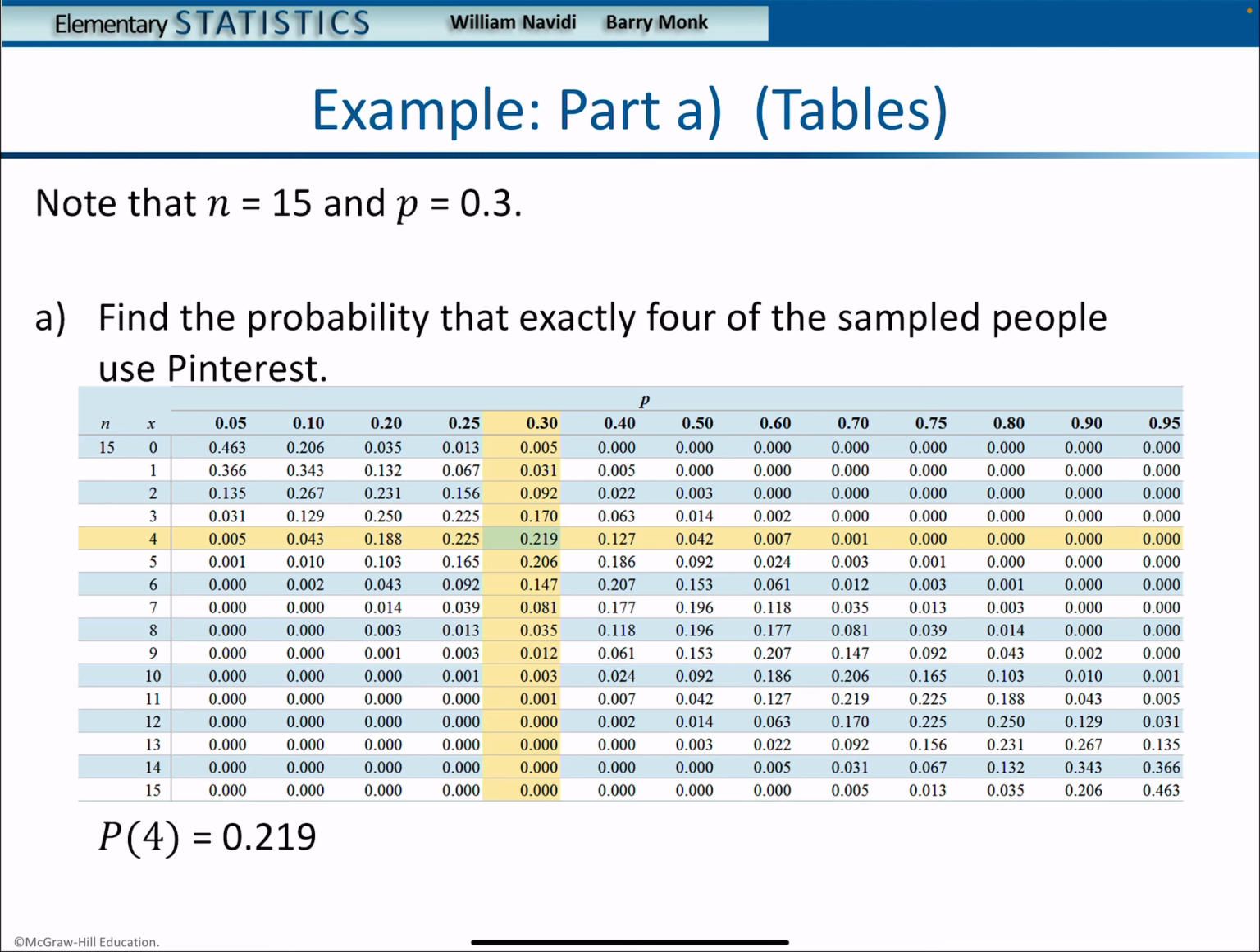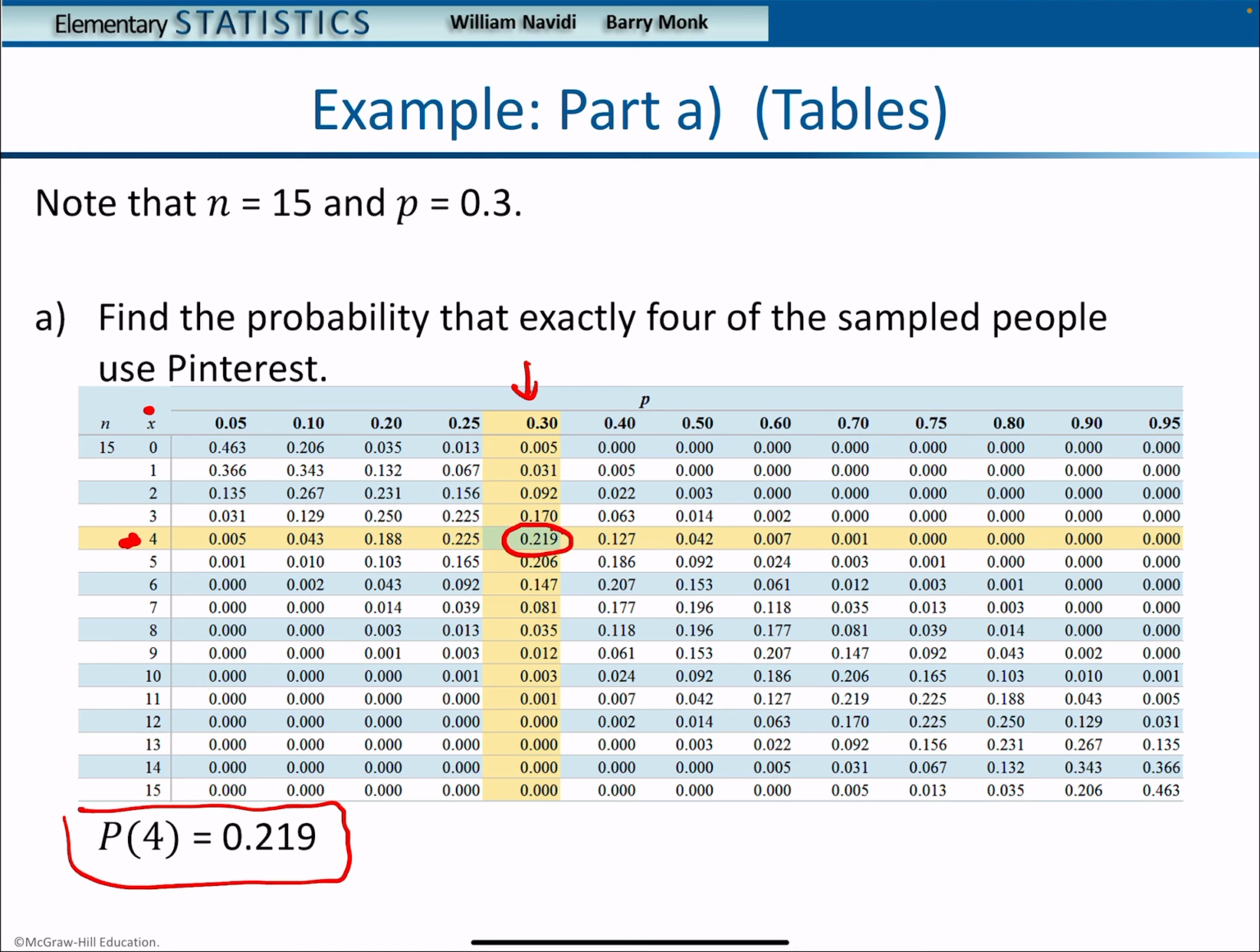If you want to find the probability, the table is here. We have n = 15, and here's the number of successes. We want to know where 4 and a probability of 0.30 line up, and we see P of 4 is equal to 0.219. That's very convenient, right? On the left-hand side, we see the number of successes. On the top, we use the actual probability of success, and where they both meet is P of 4. So the table's super easy too.